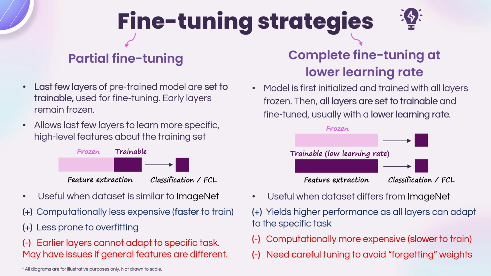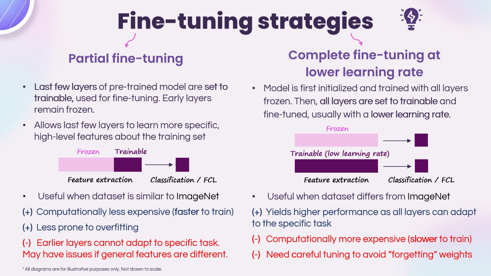For partial fine-tuning, we typically use it when the dataset is similar to ImageNet, and it's typically less computationally expensive because it has fewer trainable parameters. You're only training this part. However, for complete fine-tuning, you typically get better results because you're training the entire model again. However, because we have more trainable parameters, it can be computationally more expensive.